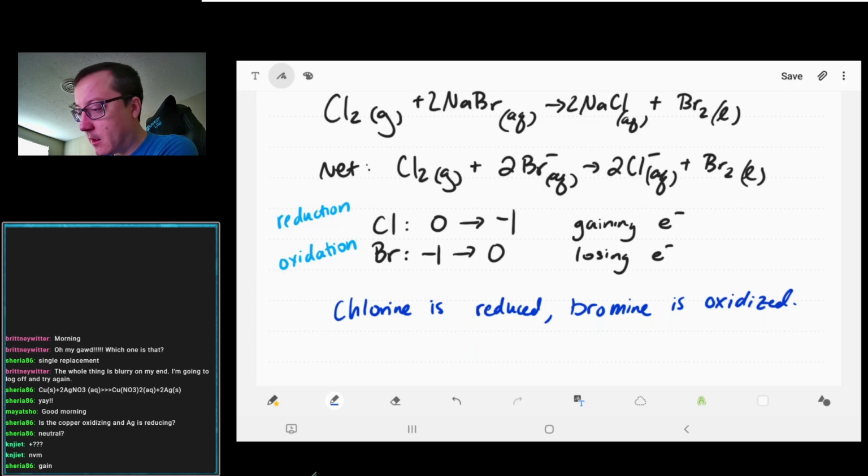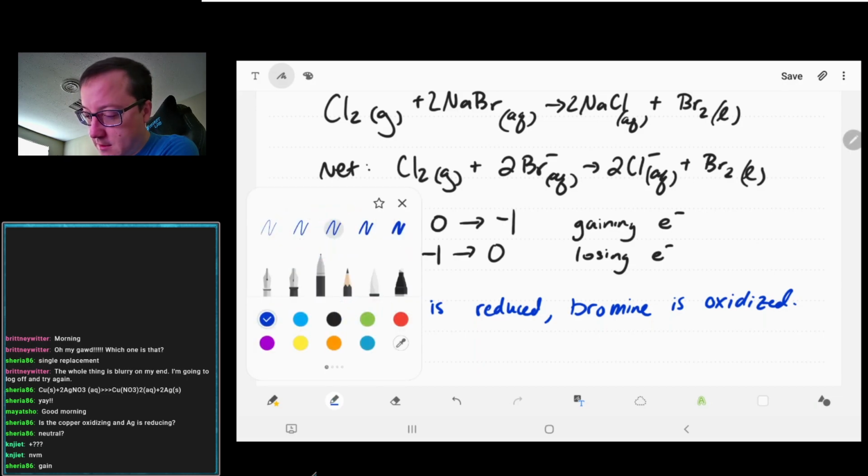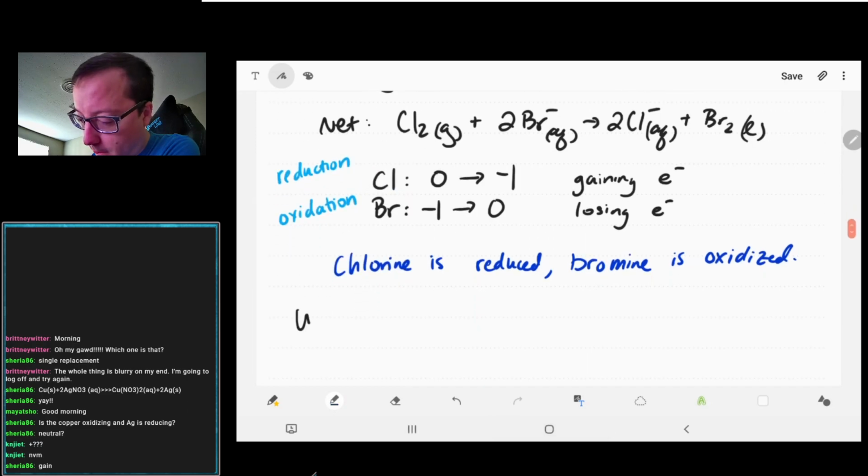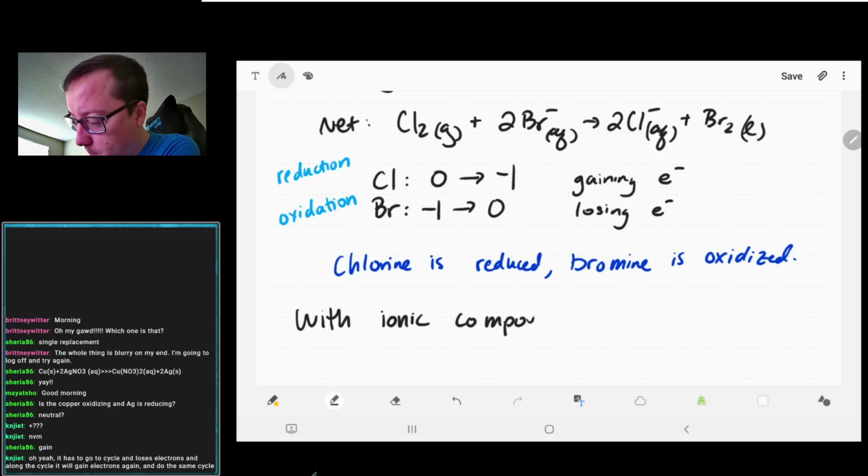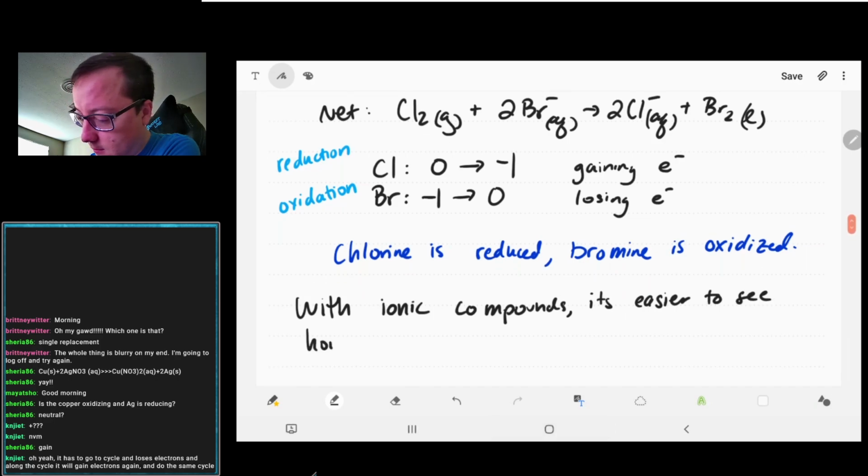Sometimes, like in these single replacements, it's easy to see what's gaining and what's losing electrons. However, let me just write this out. With ionic compounds, it's easier to see how electrons are moving.